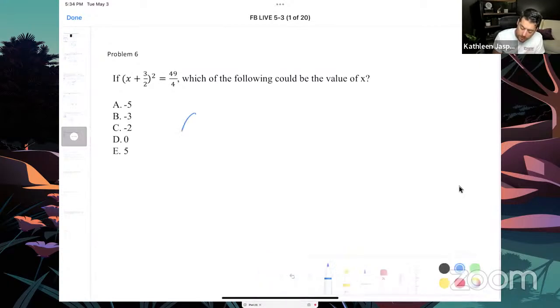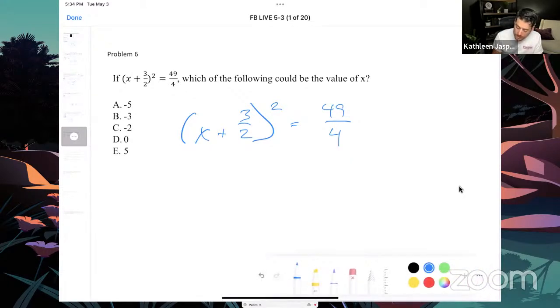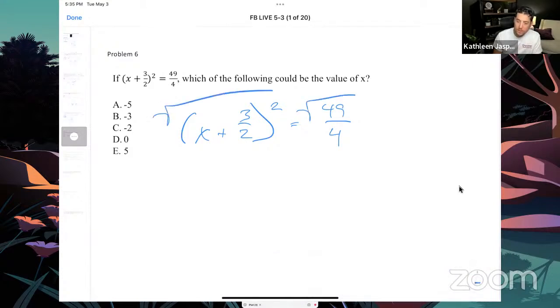So I rewrote it. I've got x plus 3 over 2 squared equals 49 over 4. I saw this, I was like, 49 over 4, that's an interesting way of putting a fraction. But I did realize, since I'm dealing with a square here, and these 49 and 4 are perfect squares, in order to get rid of a square, you take the square root, and whatever you do to one side, you do to the other. So this and this cancel out. So now I've broken the x plus 3 over 2 out of the parentheses and the square. And I've also done 49.